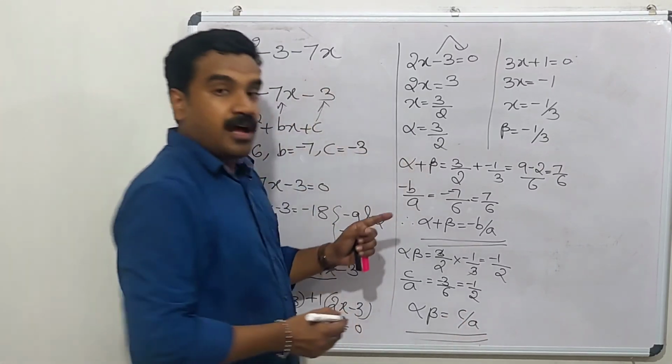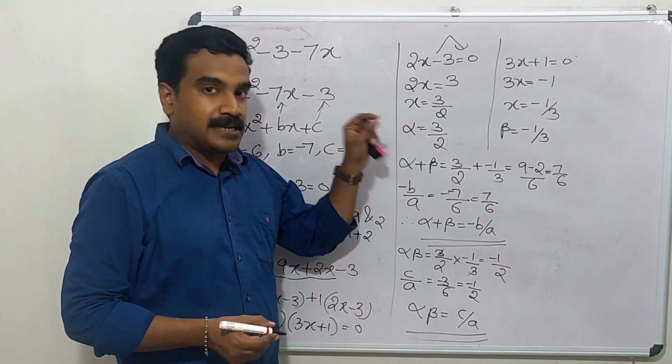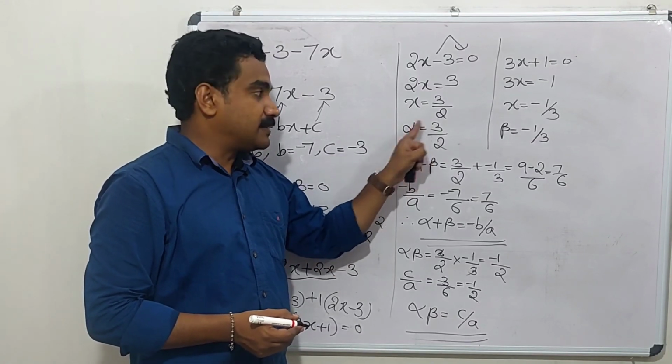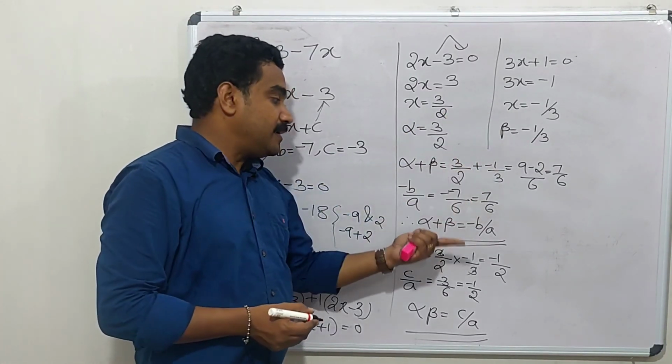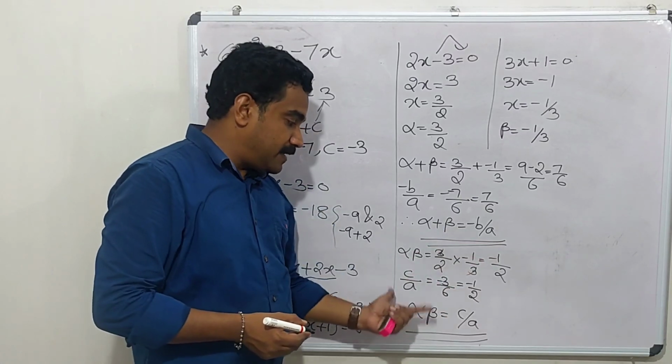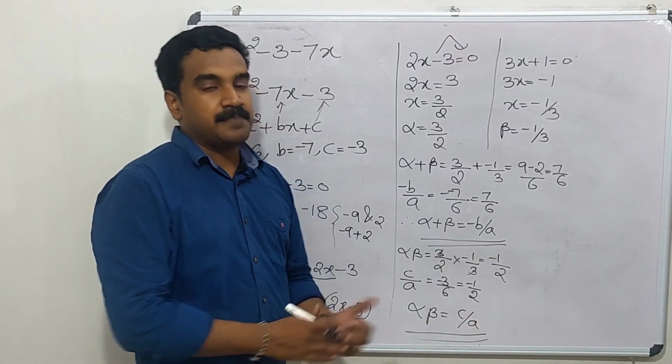So we verified. How did we verify? First we got alpha and beta, that are the two zeros. So the two zeros are 3 by 2 and negative 1 by 3. Then alpha plus beta is equal to minus b by a and alpha beta is equal to c by a. Hope it's clear.